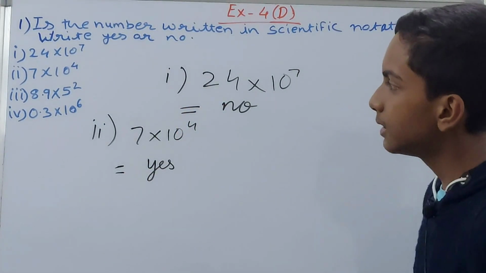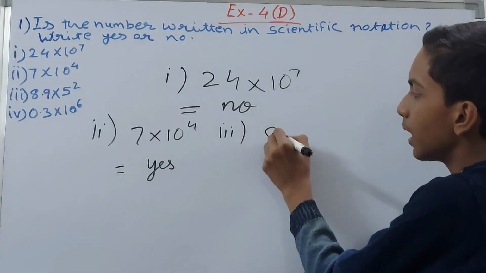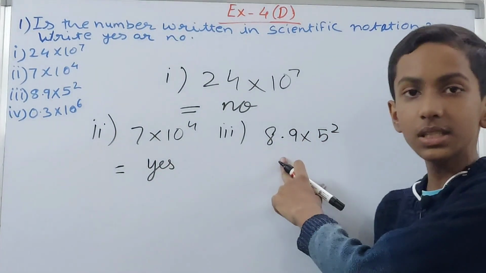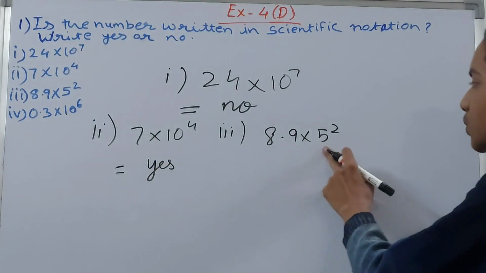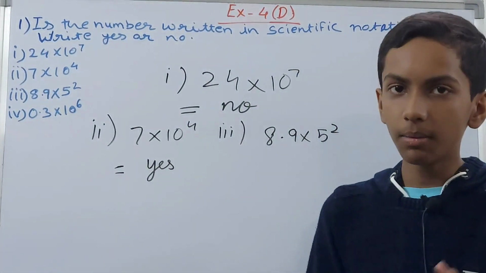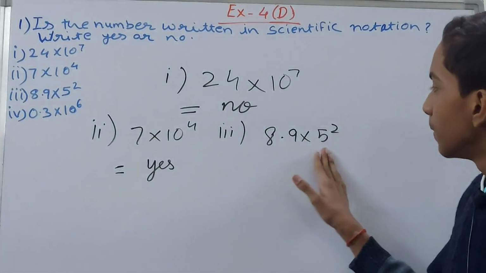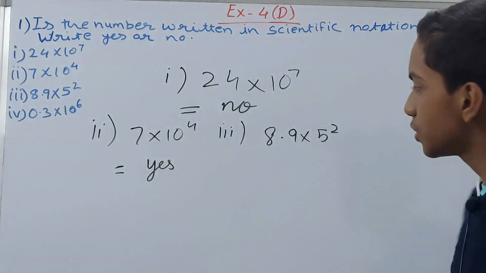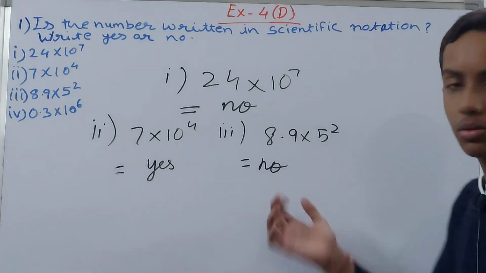Then the third one. What have we got here in the third part? We have 8.9 into 5 to the power 2. The first number is 8.9, which is between 1 and 10, but the second number is 5 to the power 2. This does not have 10 as its base. This 5 should have been 10 so that our number would have been in scientific notation, but it is 5, so this is not in scientific notation. So write no.